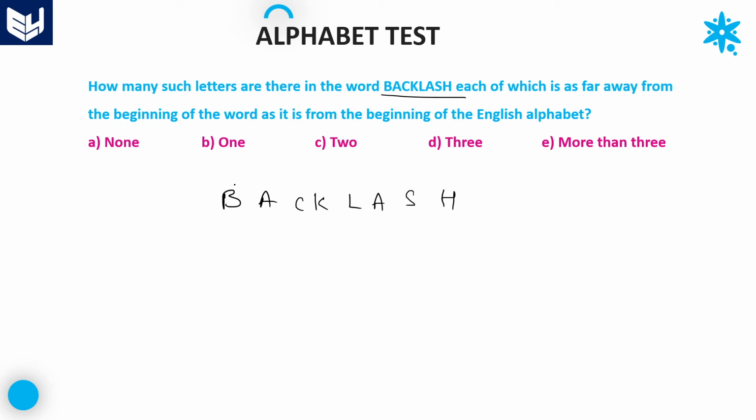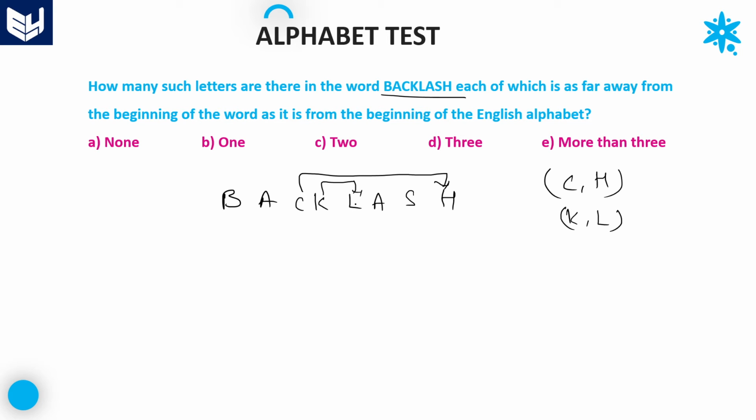Now, from the starting onwards, A, B, C. Sorry, B, C, D, E, F, G, H. No. Next one, B, C, D, E, F, G. No. C, D, E, F, G, H. C and H is one pair. Next one, K. K, L. K and L is one pair. With K, we'll see the remaining.